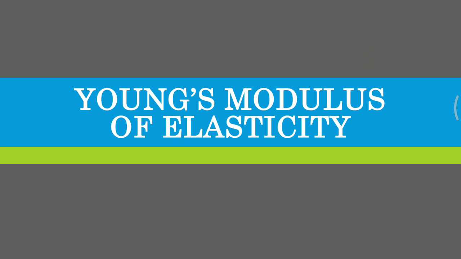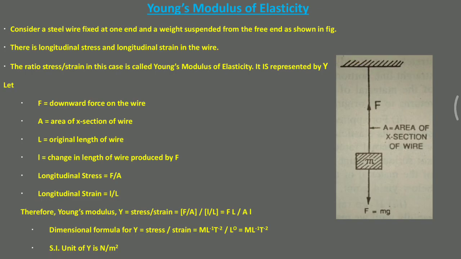Now we shall find out what is Young's modulus of elasticity. Consider a wire, as you are observing in the figure, fixed at one end and with a weight suspended from the free end. Due to the longitudinal stress, there will be a longitudinal strain in the wire. That means on account of the force, there will be an increase in the length of the wire. As the length increases, the area of cross section of the wire decreases. The ratio of stress to strain within the elastic limit is called Young's modulus of elasticity, represented by Y.